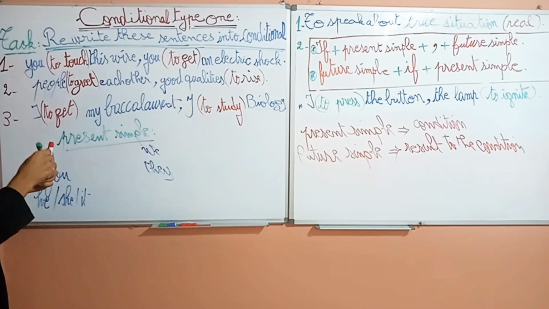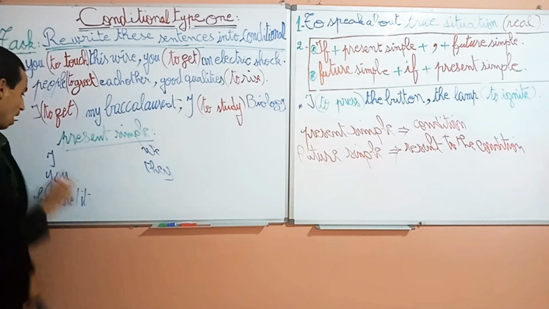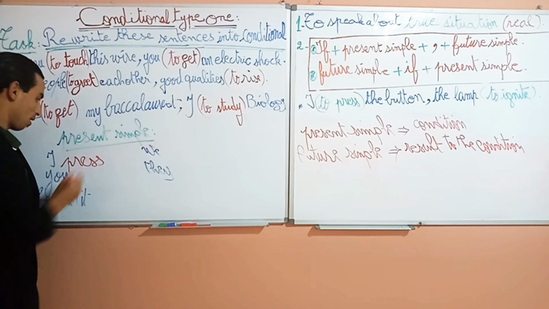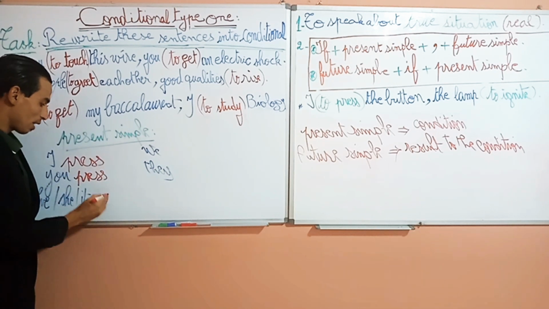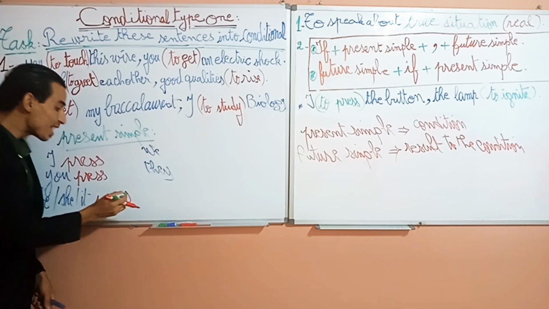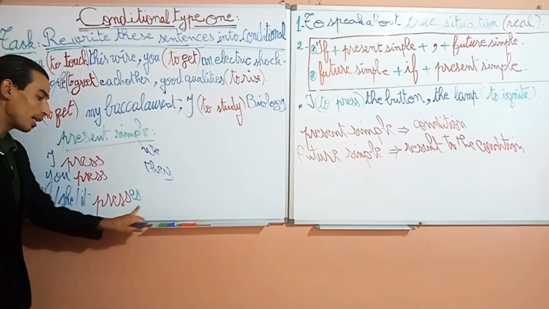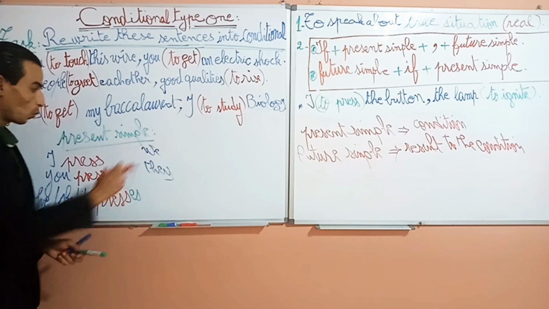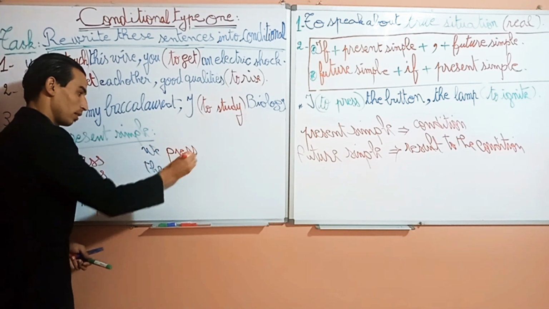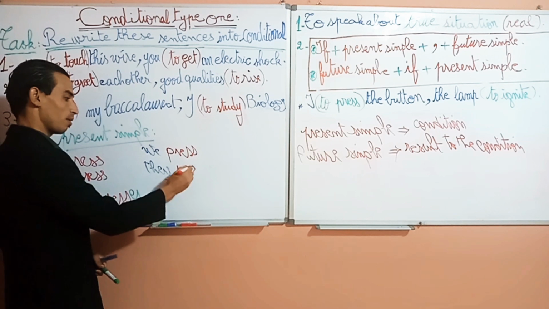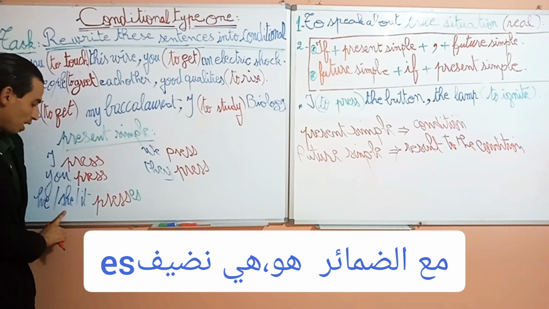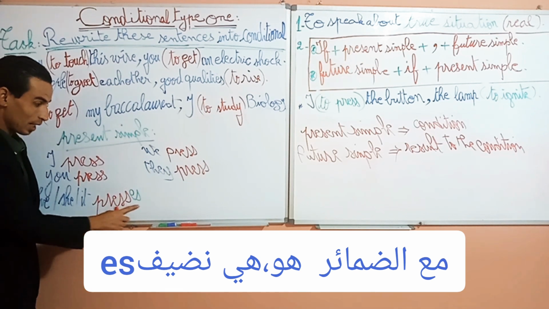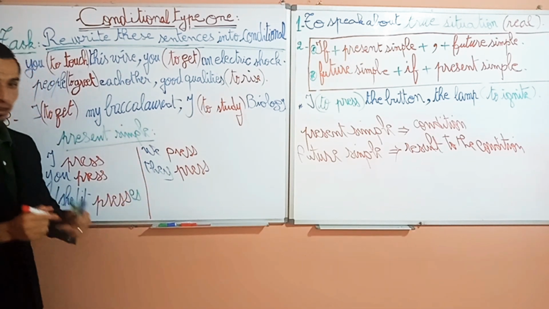With I we say I press. You press. He, she, it presses. We add es. We press and they press. The only change is with the pronouns he, she, and it. We add es. Okay, very good.